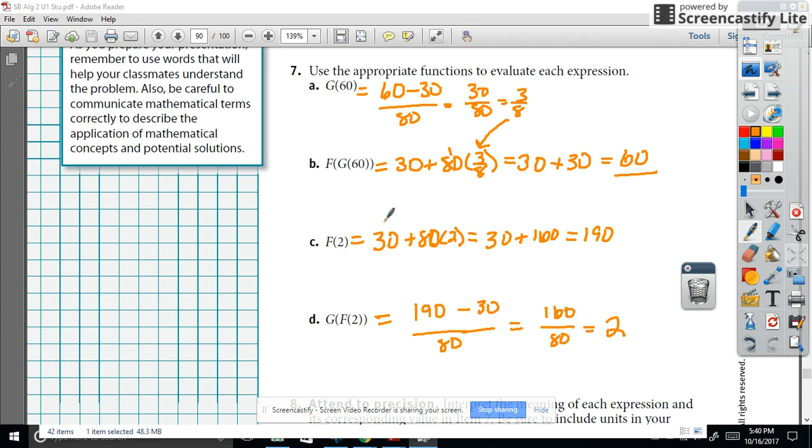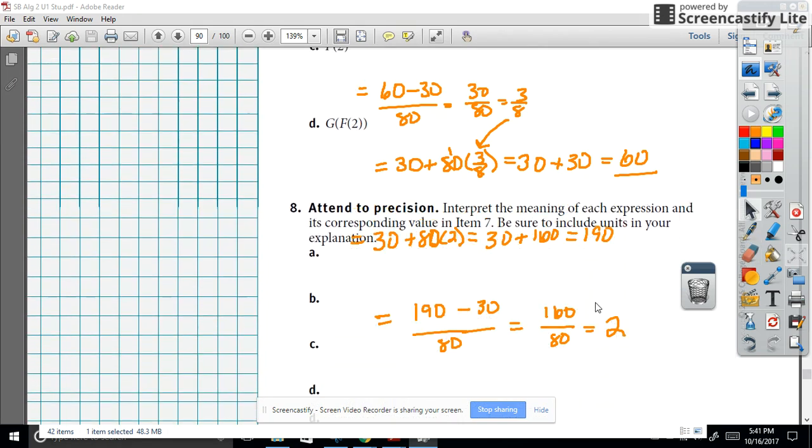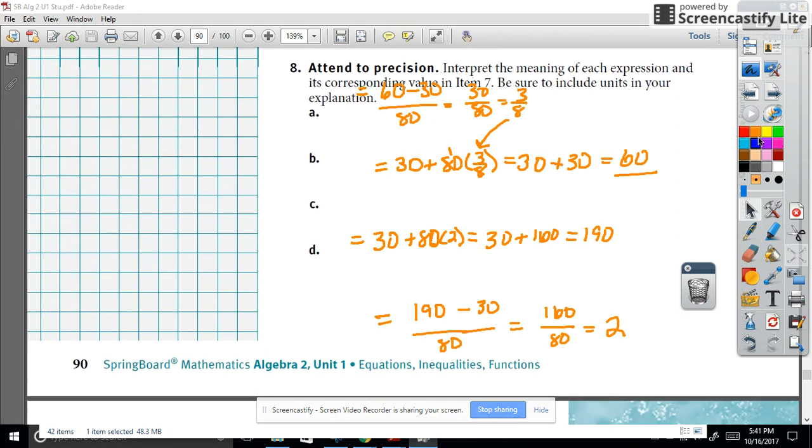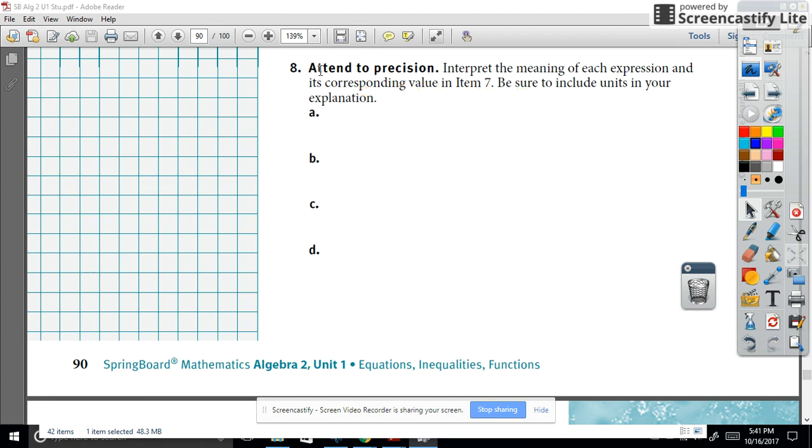Okay, so again, they're trying to show that plugging 2 into the f function gives you a value. You take that value, plug it into the g function, and you get what you started off with. So they're trying to get you to see that there's a cycle. That's because there is a relationship between the f function and the g function. And if you paid attention to the title of this lesson, you'll know that they are inverses of each other. Okay, so attend to precision, interpret the meaning of each expression in your correspondence. Be sure to include the units in your explanation.